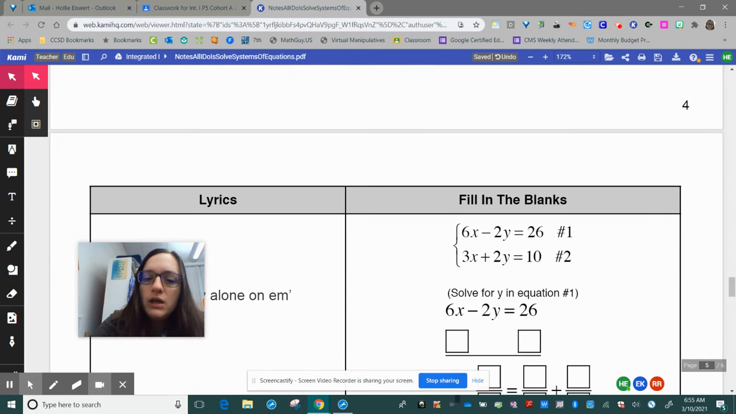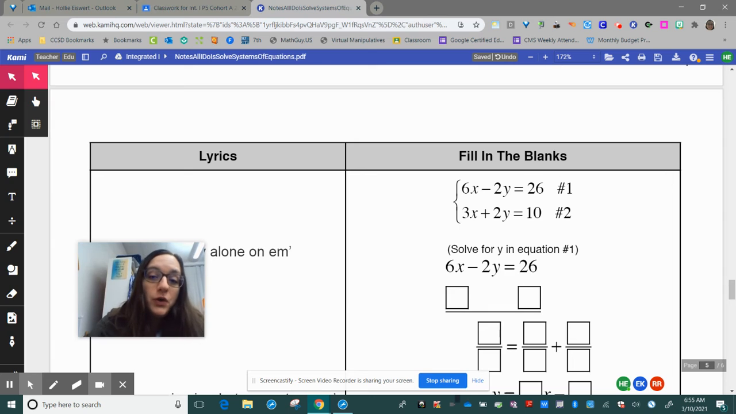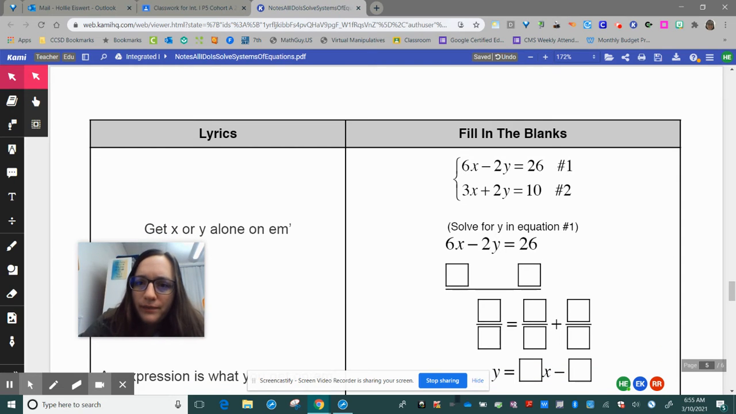Occasionally, in your system of equations, you already have a variable alone. If that's true, you just move to the next step. But if we had this one, where x has a 6, y has a negative 2, the other y has a 2, and the other x has a 3, we can't move on until we get x or y alone on them. Hence the lyrics right there.